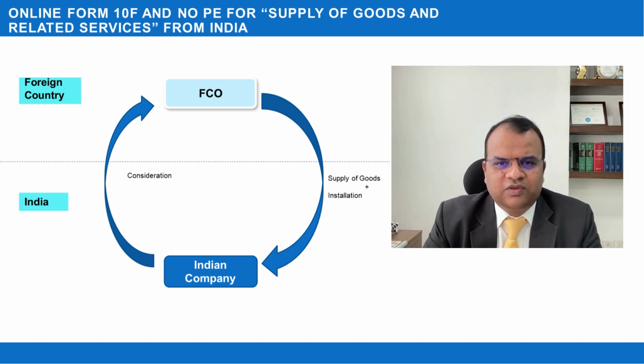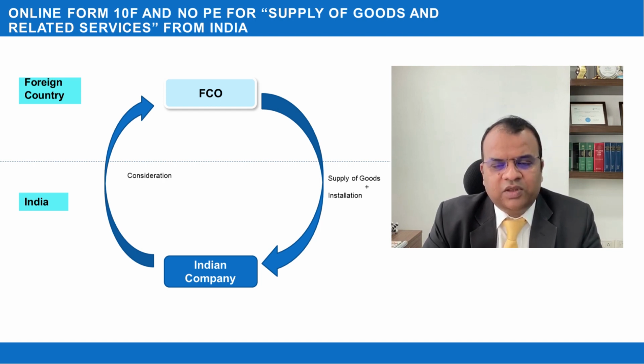Now, when you supply goods to an Indian company or you provide installation services to an Indian company, the Indian government wants to tax that income. If the taxes are to be paid in India, that can be as high as 40%. But under the tax treaties that India has entered into, you can claim an exemption whereby you don't need to pay any taxes or reduce taxes on such income.